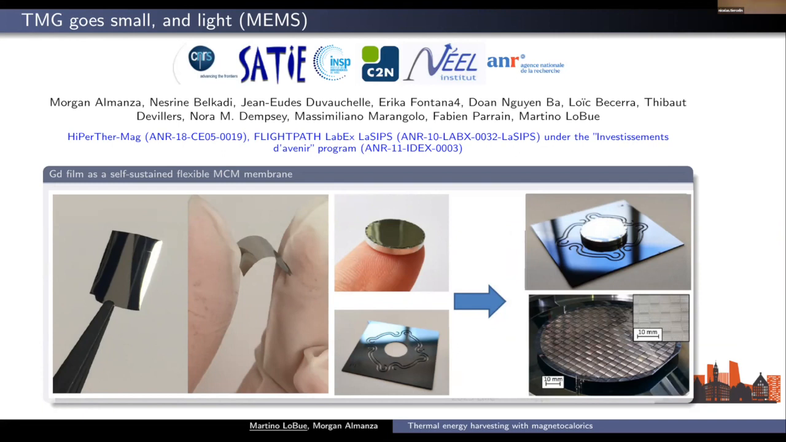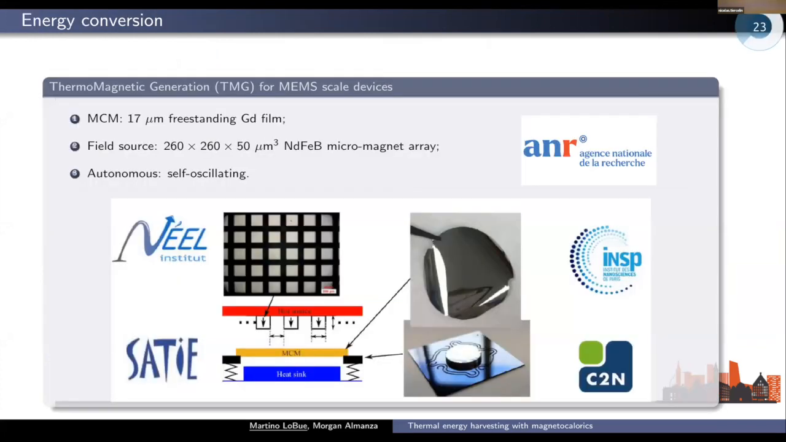So the idea is, we want to be fast, so let's start from a second order material so we don't have hysteresis. Gadolinium is there for that. We need a membrane, something flexible. We need to mount that on some sort of spring. And we need to optimize the magnetic source, so we need some patterned micromagnet array to optimize the magnetic field in the device.